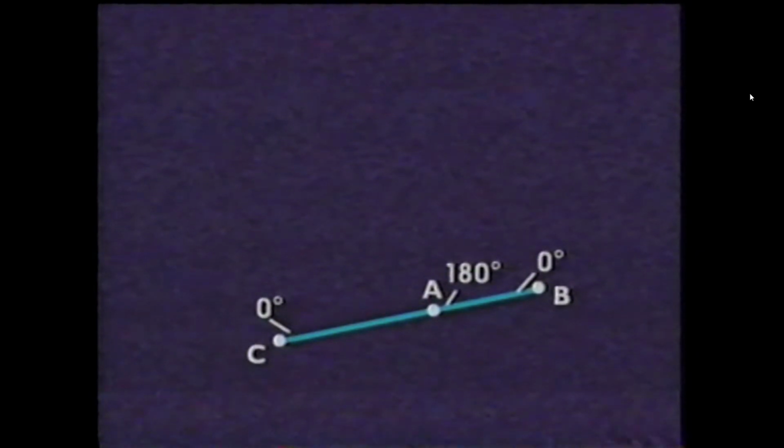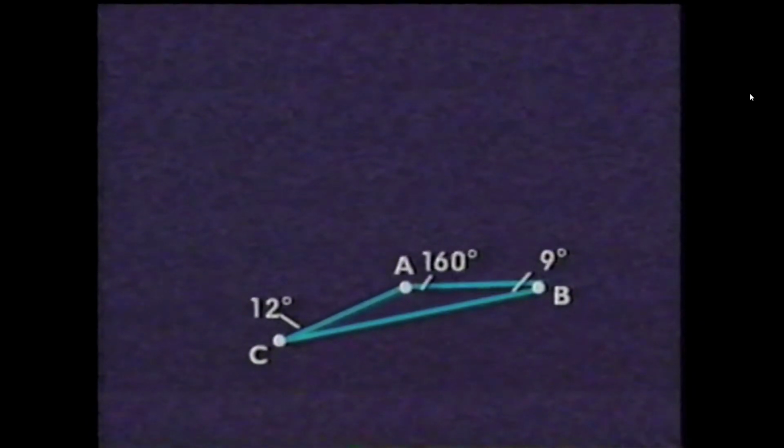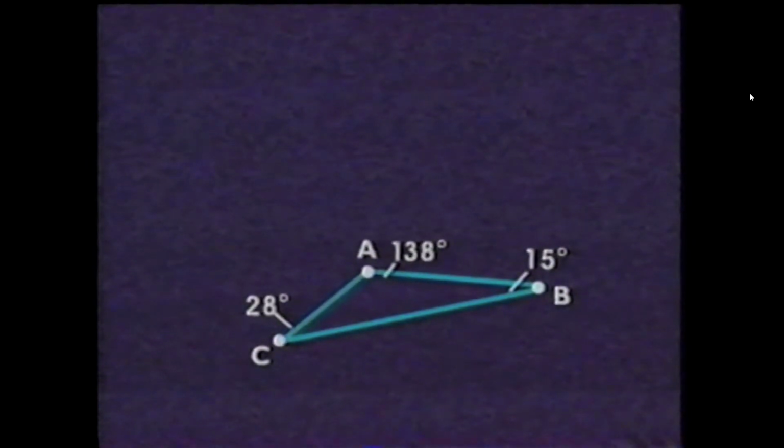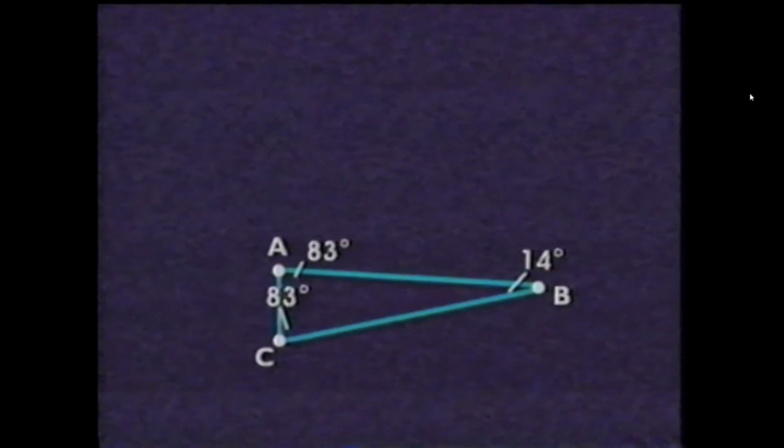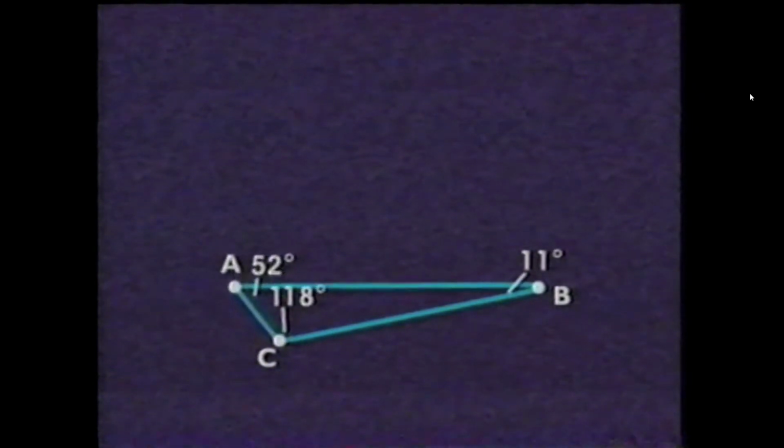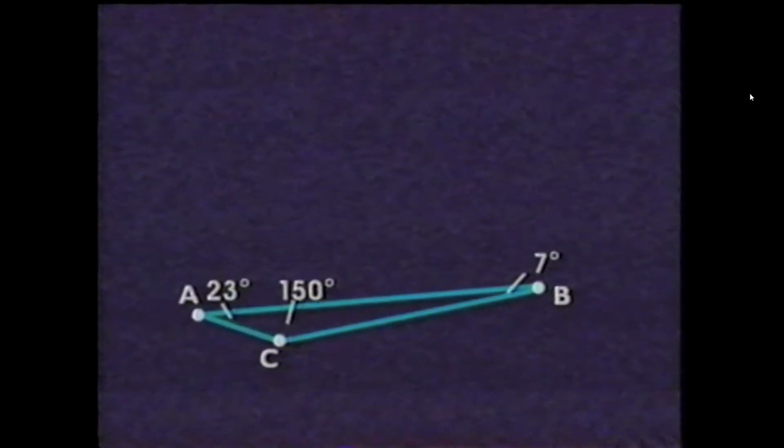Can you think of a location for vertex A where the measure of angle C would be very large and the measures of angles A and B would be very close to 0? As vertex A swings around to the left like this, the measure of angle C gets close to 180 degrees, and the measures of the other two angles get close to 0 degrees.